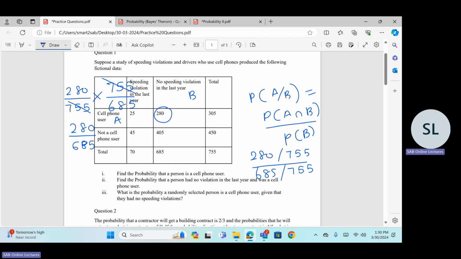With the contingency table, first you look at the total amount in the first event. Here, the first event is that they had no speeding violation. First we look at how many of them had no speeding violation. Here, 685. Then out of that, how many of them are cell phone users? 280. Then we can write 280 over 685. Understood? This is the concept of the conditional probability.